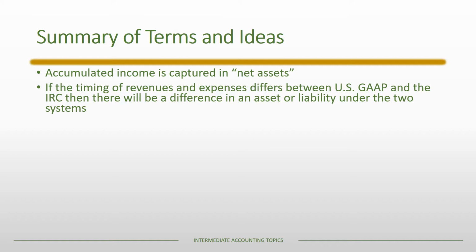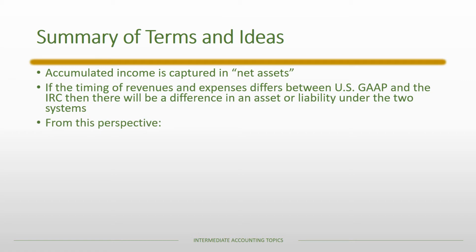So the idea here is, if the timing of revenues and expenses differs between US GAAP and the Internal Revenue Code, then there will be a difference in an asset or liability under the two systems. In other words, if there is any difference in revenues and expenses, then there also must be a difference in assets and liabilities. The two are tied together, again, because the income accumulates in net assets. That's a foundational concept in accounting, but it's especially important that you understand these differences between US GAAP and the Internal Revenue Code.